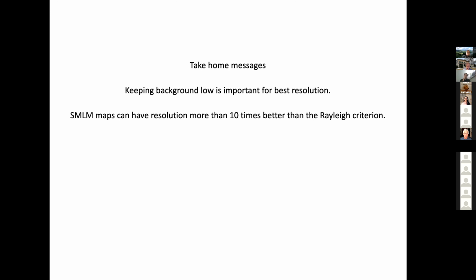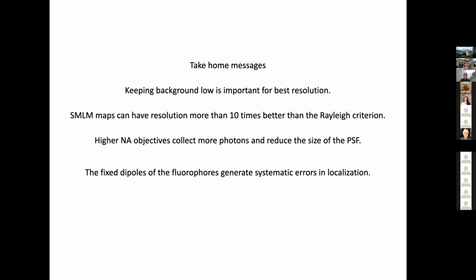So the take-home messages from this part: keep the background low if you can. You will have a resolution that is 10 times or more better than the Rayleigh resolution. Higher numerical aperture objectives collect more photons and reduce the size of the point spread function, but the fixed dipoles at cryo temperatures can generate systematic errors in localization, and a lower numerical aperture objective or optical tricks can reduce, maybe not remove, but reduce the systematic error.